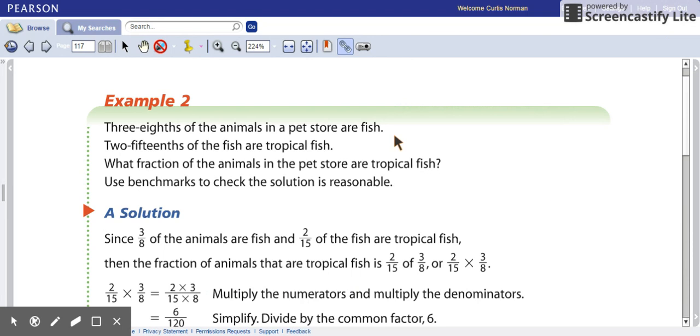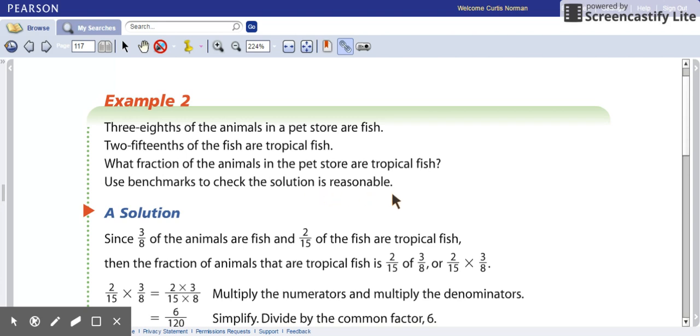All right, grade 8s. Let's take a look at another example here. In this case, let's read the question. It says 3/8 of the animals in the pet store are fish. Any of you guys have fish right now? 2/15 of the fish are tropical fish. Finding Nemo. What fraction of the animals in the pet store are tropical fish? Use benchmarks to check the solution to see if your answer is reasonable.